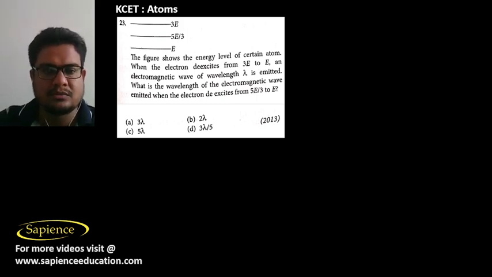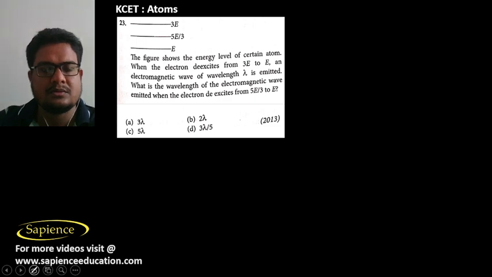Hello everyone, good evening. So here we shall solve some more KCET previous year questions on chapter atoms. In the previous part of this chapter, we had solved till question number 23. So in this second part of this chapter, we'll start with question number 23 onwards.